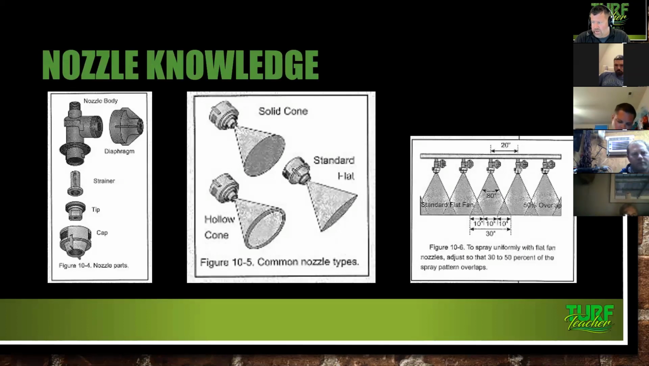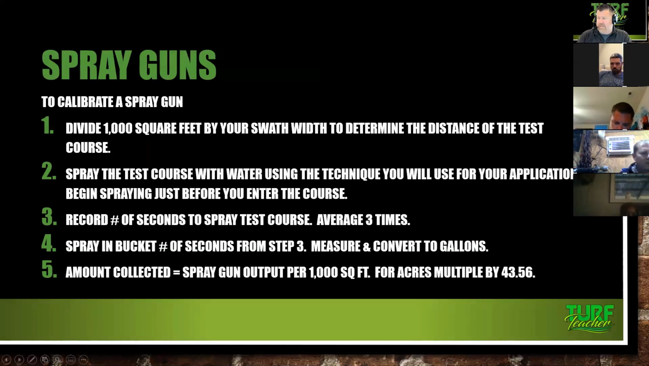Some common nozzle types: you've got solid cone, standard flat, or even a hollow cone. To spray uniformly with a flat fan nozzle, adjust so that 30 to 50% of the spray pattern overlaps. Now, when you are calibrating your equipment, you would want to get your technicians trained.